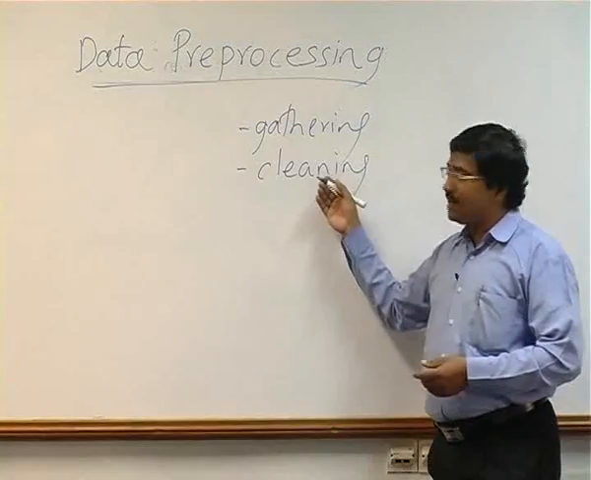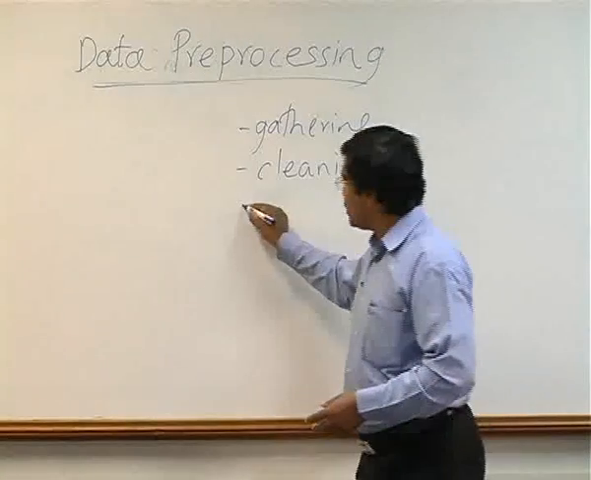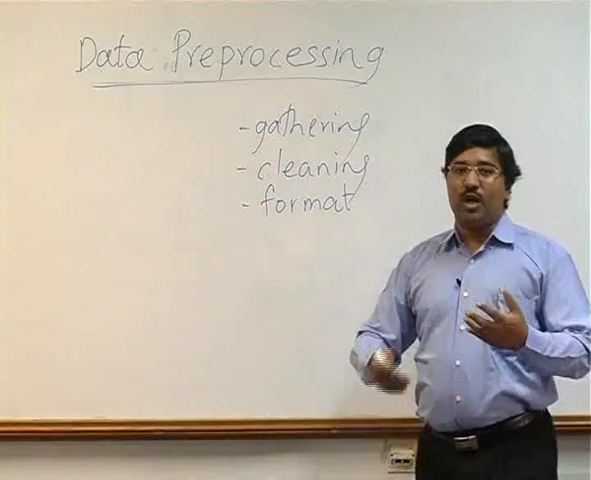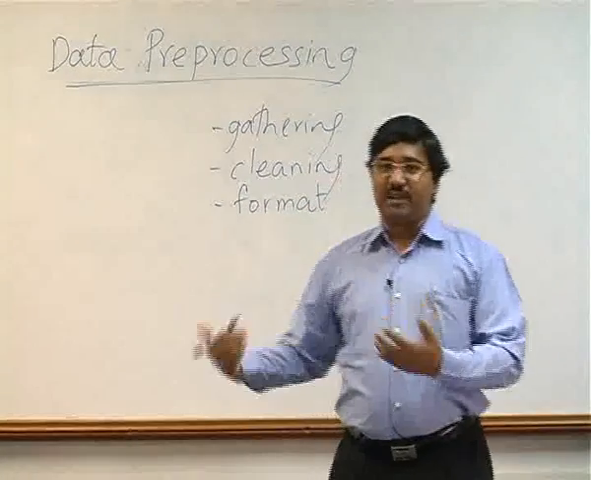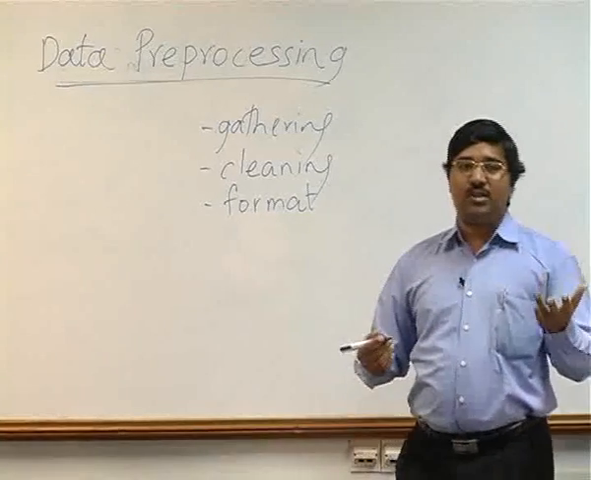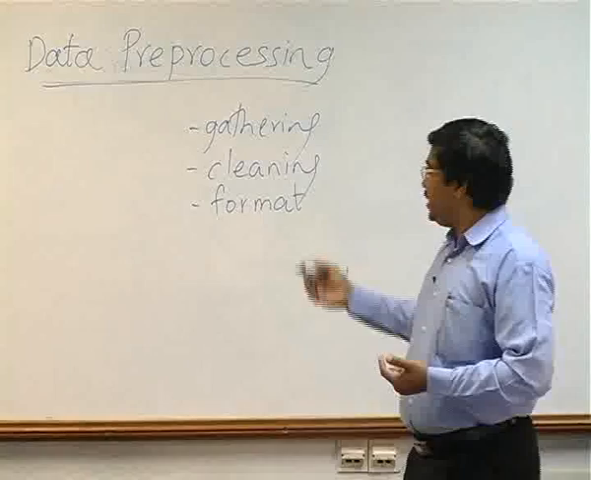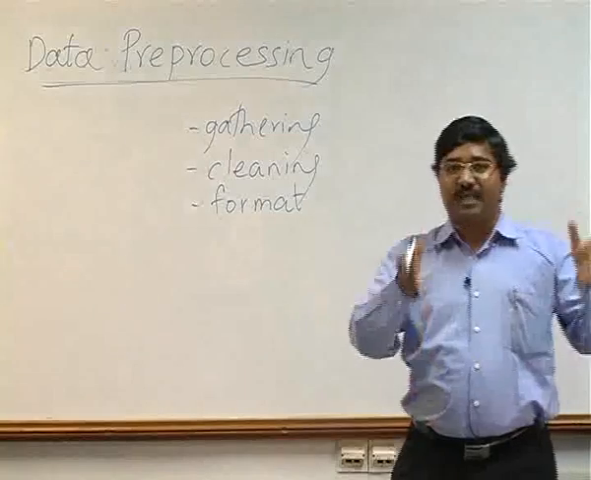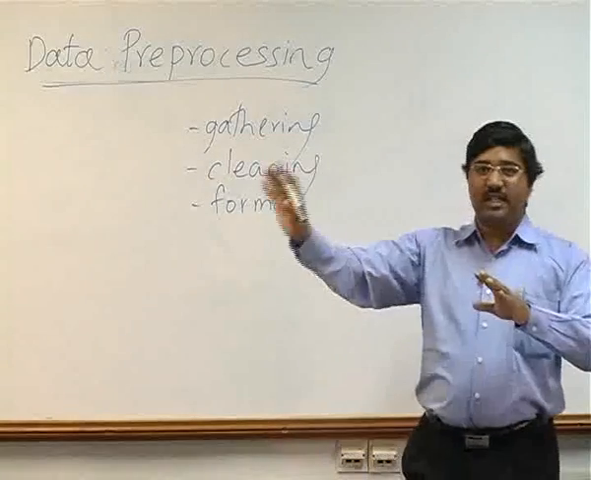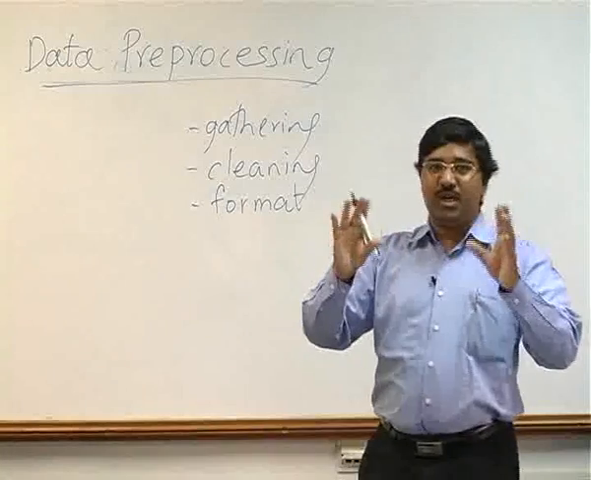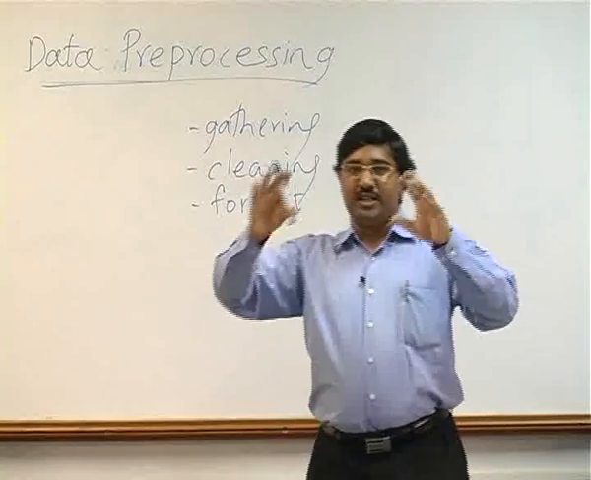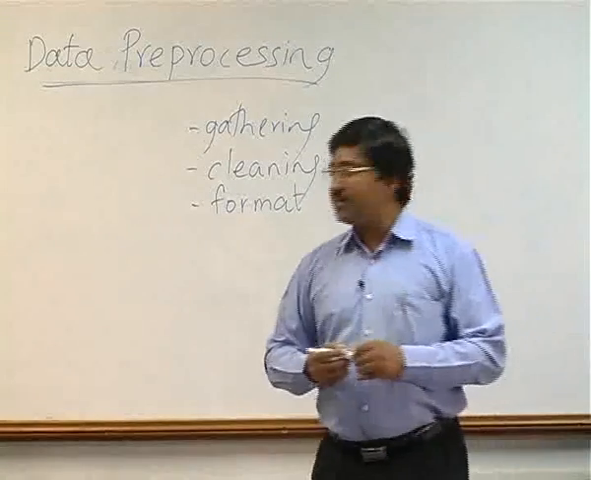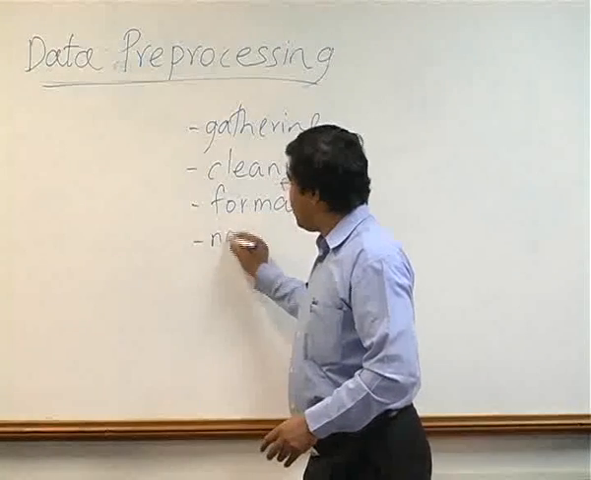Okay, so once you do data gathering and cleaning, you have to convert the data into a suitable format. And the format that you need to convert it into depends on what kind of data mining algorithms you want to apply after that. Depending on whether you want to do association rules or classification or clustering, you need to convert the available data into a suitable format. So for that, you might want to ignore certain aspects of the data, certain attributes. You might want to include only certain attributes. You might want to combine certain attributes into other attributes and then use the resulting format as input to the data mining algorithms. And finally, you also need to do what is called normalization.